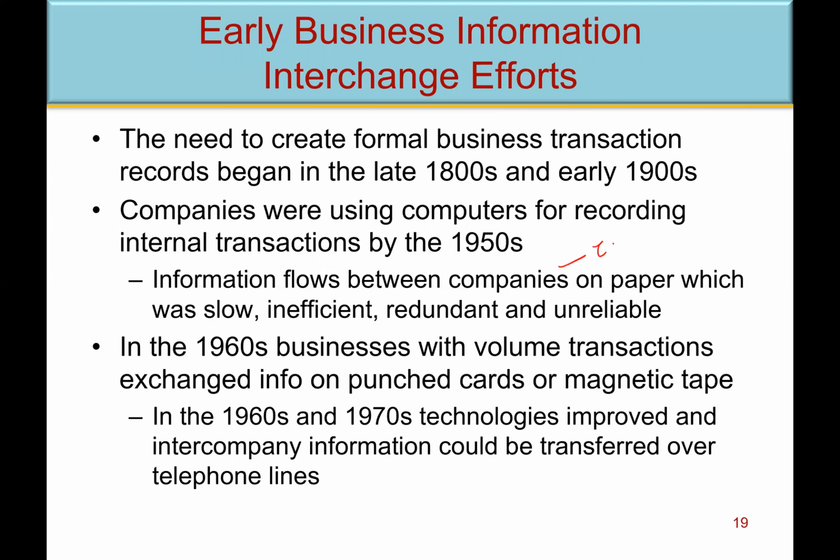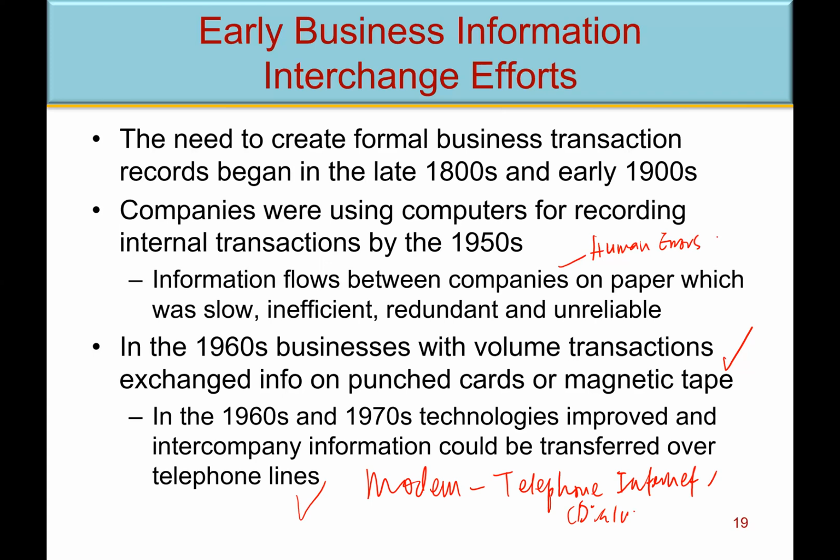That means errors, right? Error tends to create error, human errors happen. So in the 1960s, businesses with high volume transactions exchanged info on punch card or magnetic tape. Okay, so these are some of the early technologies. In the 1960s and 1970s, technology improved and intercompany information could be transferred over telephone lines. Later they could transfer data over the telephone line by using a modem, with dial-up connections.